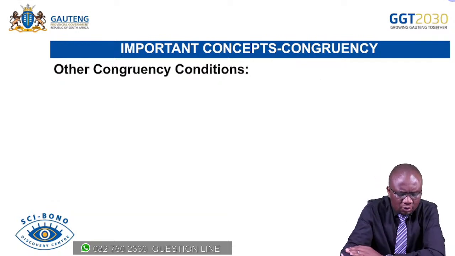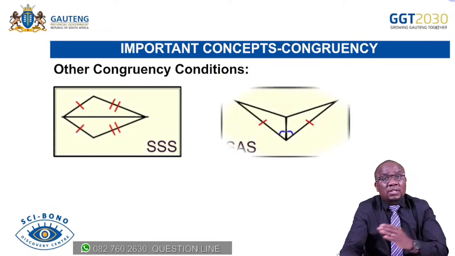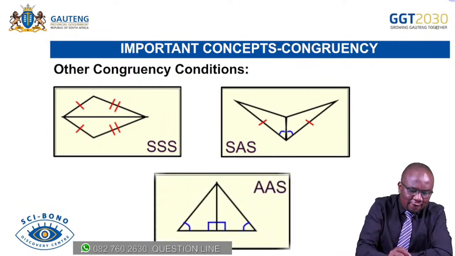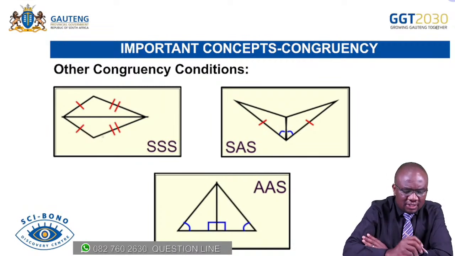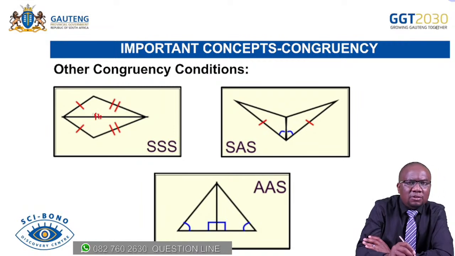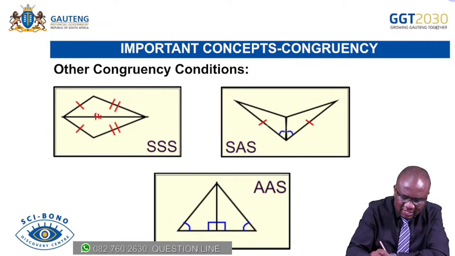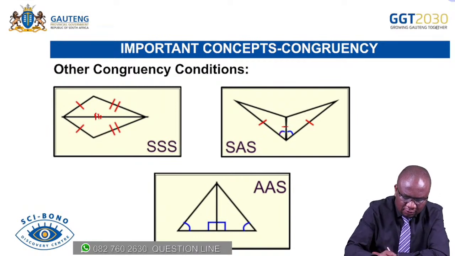I want to remind you about the other congruency conditions. We talked about right angle, hypotenuse, side. We can have side, side, side. If all the sides are equal, then the two triangles are congruent. Remember, this one will be a common side, so they'll be equal because it's a common side. Here we have side, angle, side, with the common side for the two triangles. And here we've got angle, angle, side.